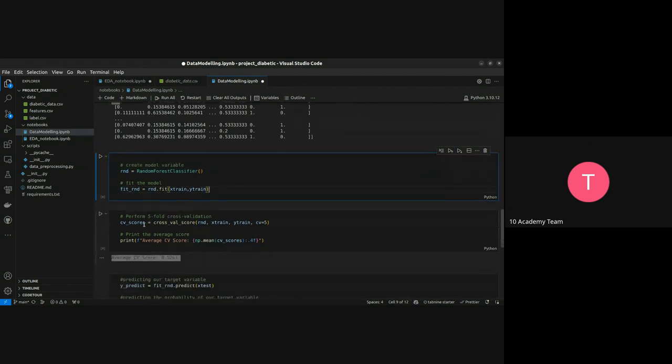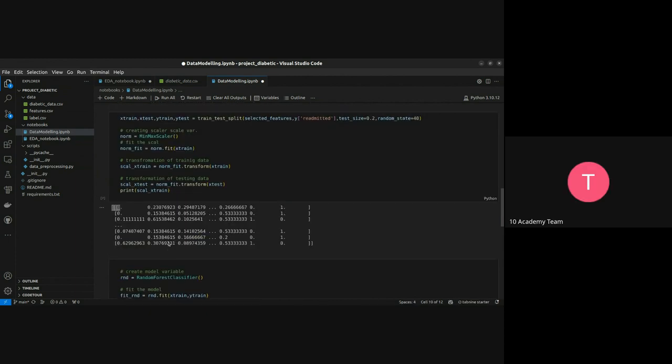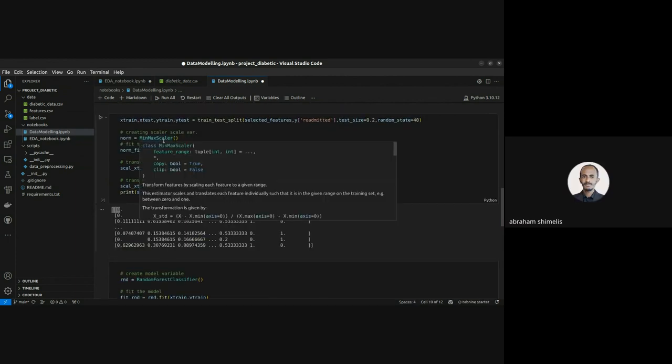And this is just to see the cross-validation. Sorry, can you repeat the above part? Which one? Here, the min max scaler. What's the point of doing that?